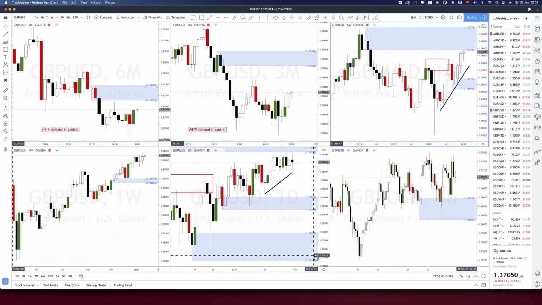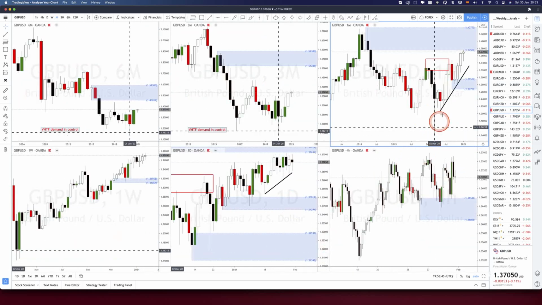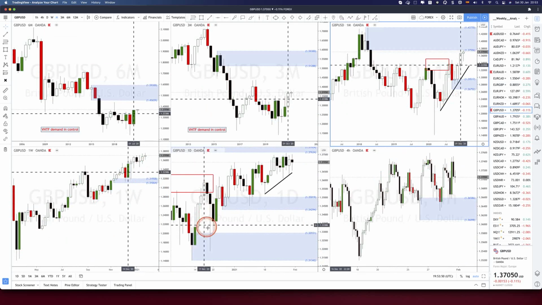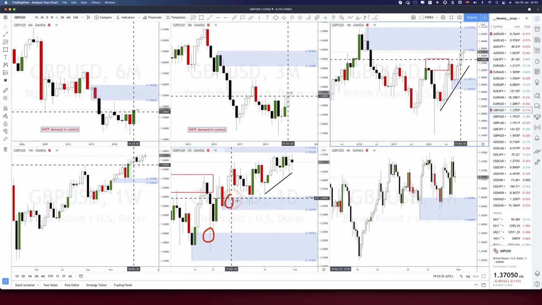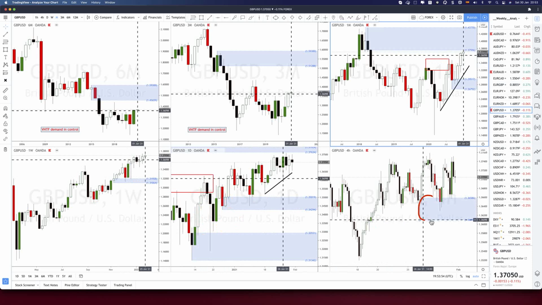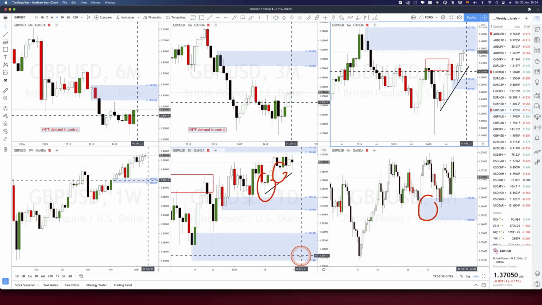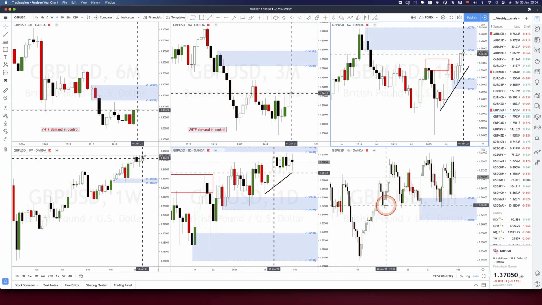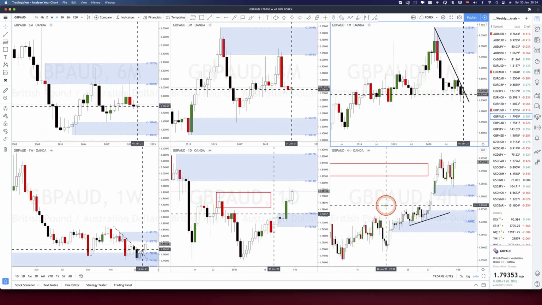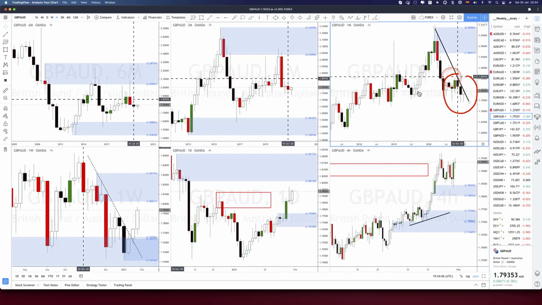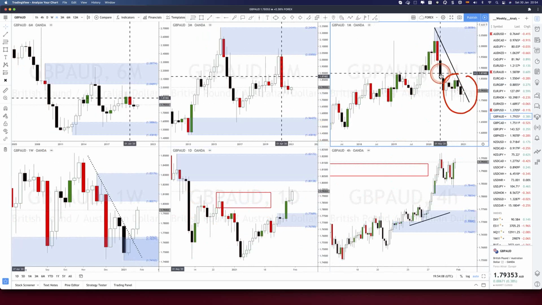Pound dollar, month is in an uptrend, weekly is in an uptrend, demand is in control, daily area of demand being created and respected, brand new area of demand on the 4 hour with bullish confluences trying to play out. Pound Aussie, we've got the bearish impulse not able to consolidate away. We have a monthly downtrend, but nothing to go short at, set and forget.